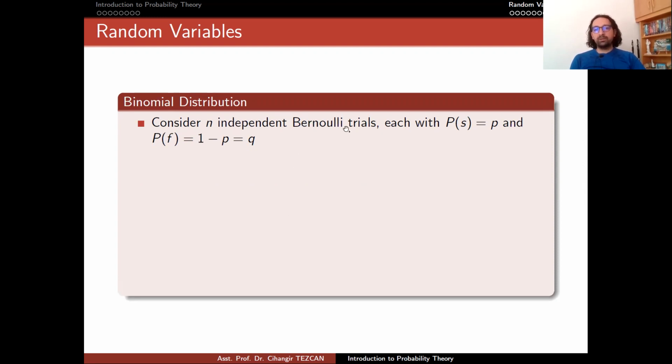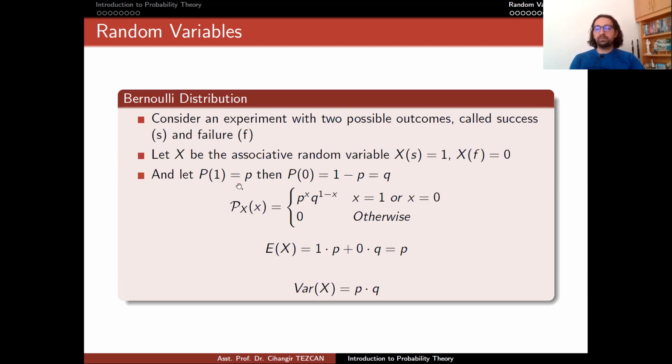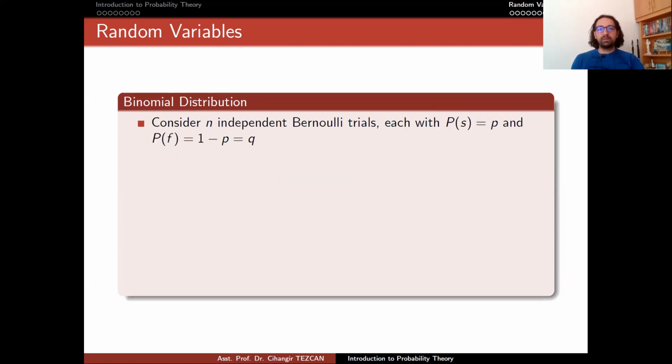Consider n independent Bernoulli trials, each with probability of success P and probability of failure Q. So in the previous example, think about it as just tossing a coin, but observing success. In other words, let's say heads has probability P and tails has probability Q. So it doesn't have to be a fair coin. In a fair coin, P and Q are always 1 over 2. But if it is not fair, this P can be something else. So Bernoulli distribution is no different than tossing a coin. But for the binomial distribution, we are now tossing n coins.